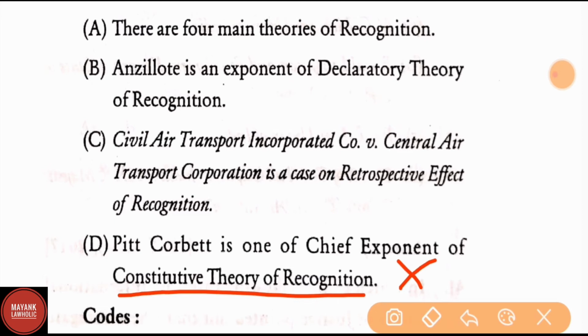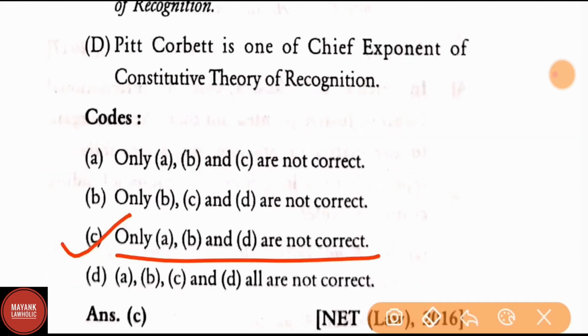No. Correct answer in this question is only option C, and therefore the incorrect answers asked according to the question would be A, B and D. So option C; only A, B and D are not correct.